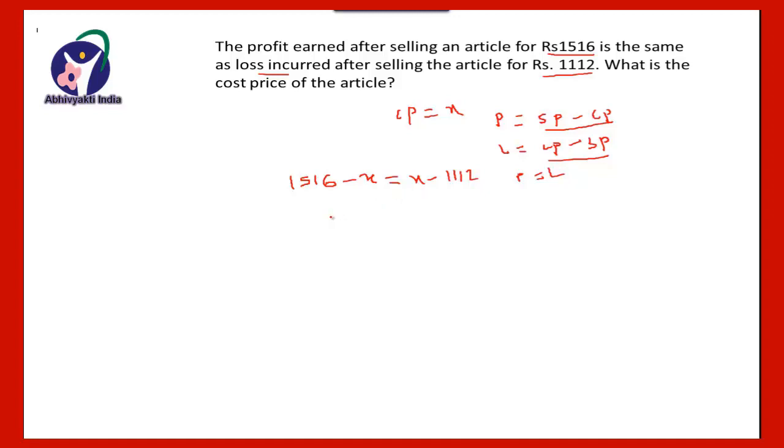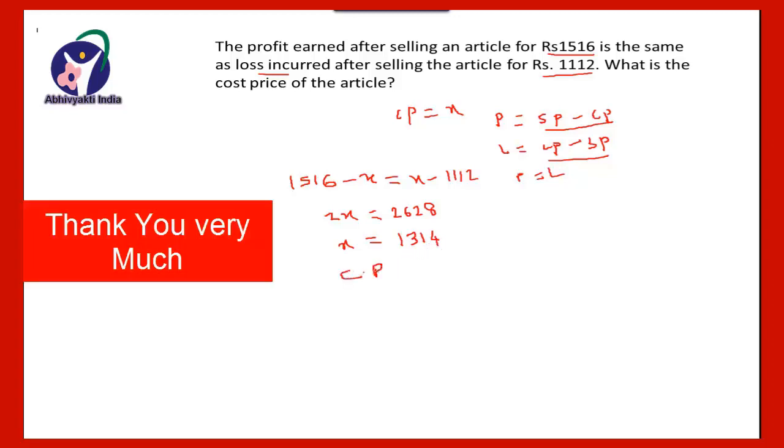So you will get 2x is equal to 2628, and therefore x is equal to 2628 divided by 2, it means half of it, so it will be 1314. And therefore the cost price of the article is rupees 1314.